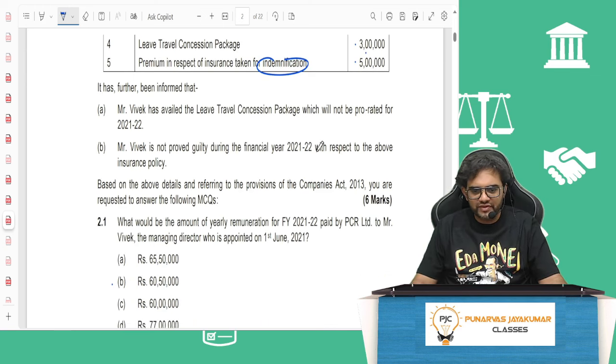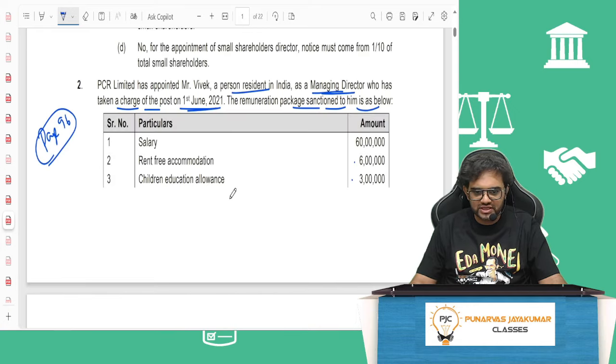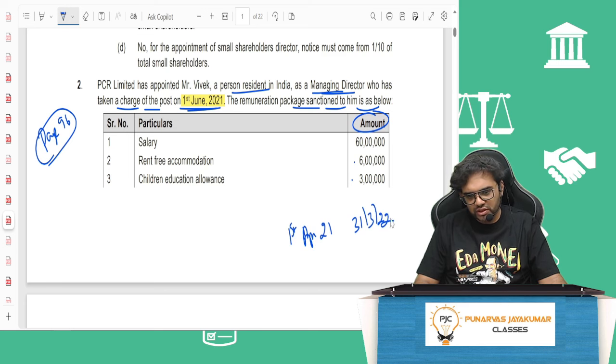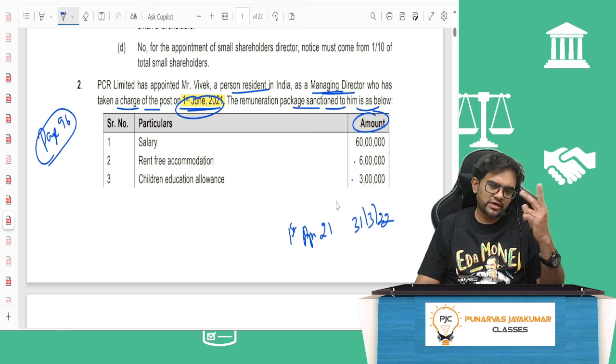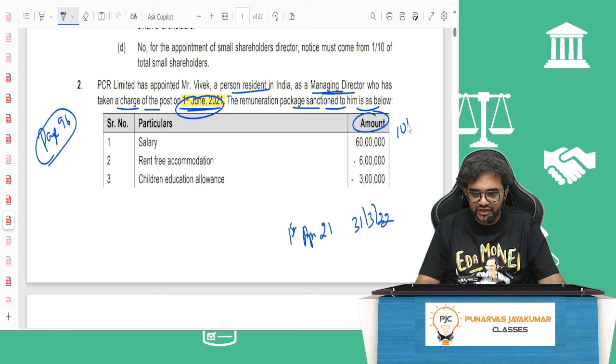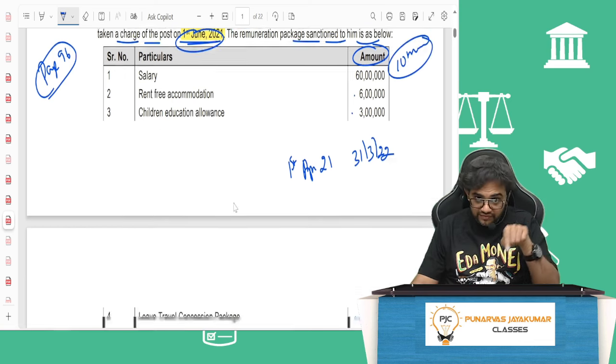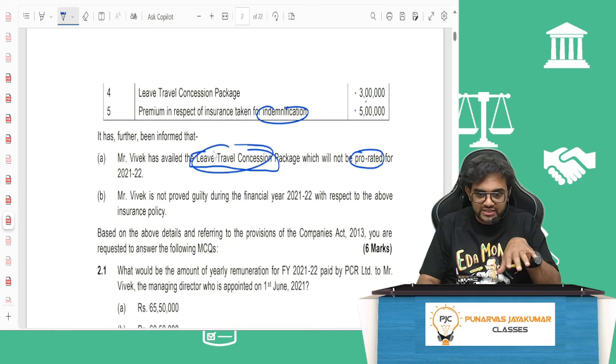It has been informed that Vivek has availed the leave travel concession package and it will not be prorated. Important to know guys, because this guy here, he has taken charge on 1st June. So this entire thing will be for the year actually, 1st April 21 to 31st March 22. In that he has taken from only June. April, May, forget about it. So you need to prorate it for 10 months. Except they have given in the adjustment only, that's why. Except LTC. LTC need not be prorated. So this you have to take full 3 lakhs.